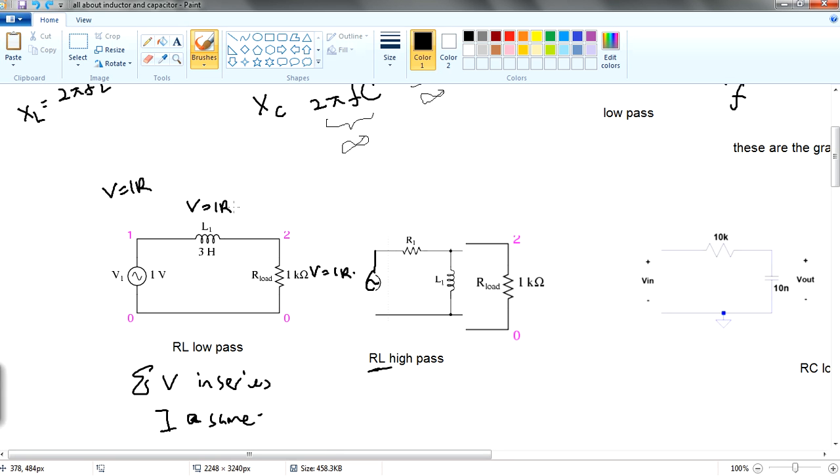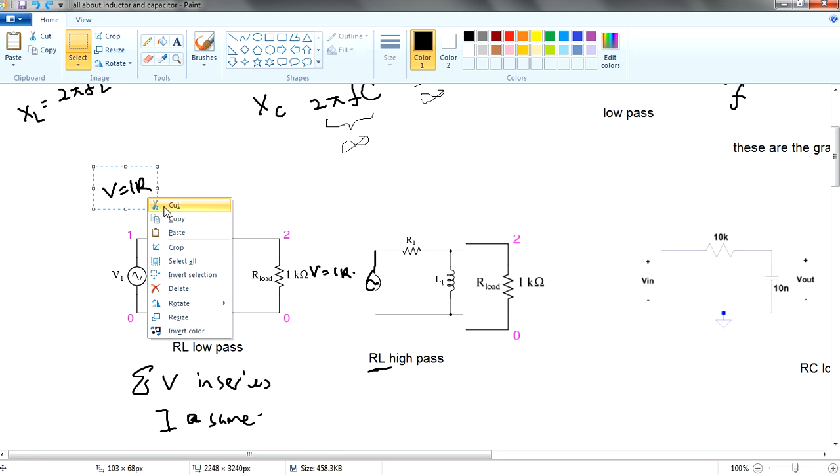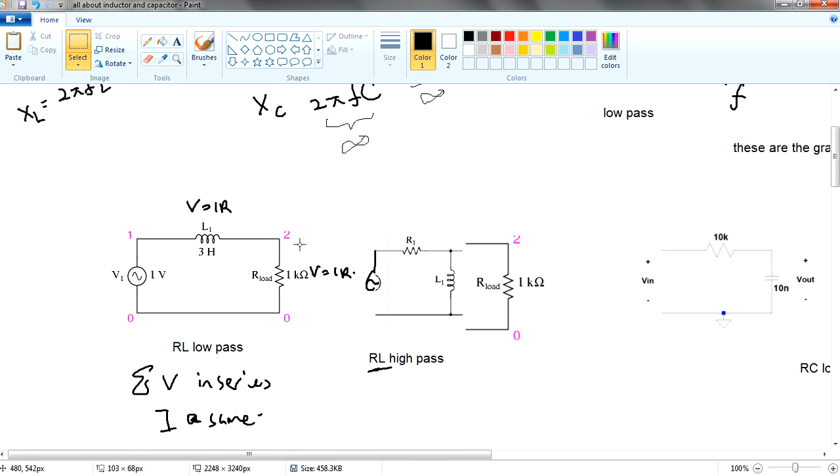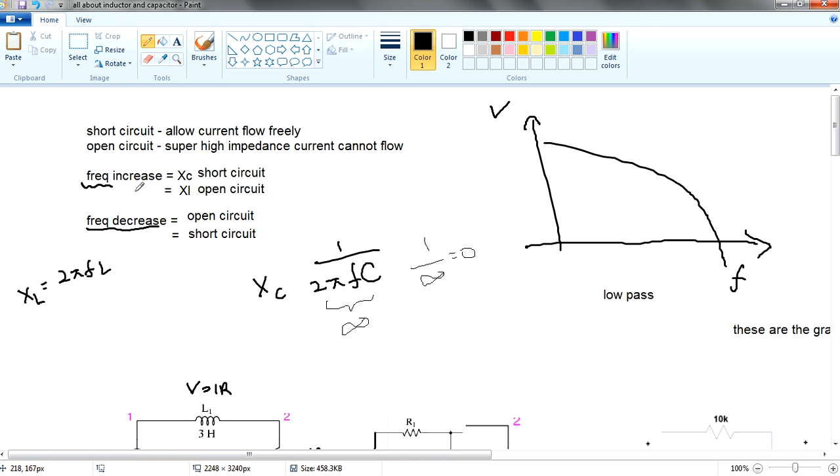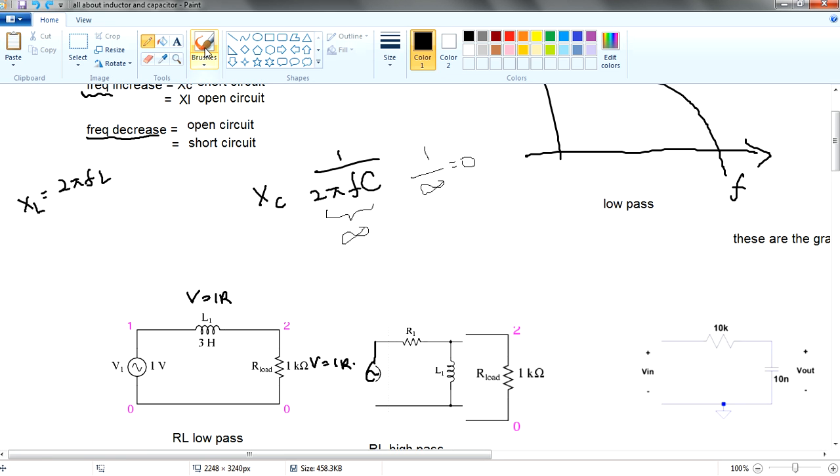So with this concept we can actually deal with how low pass and high pass work. For low pass, if your frequency is high, what will happen? Your inductor will become open circuit, meaning that there will be a lot of resistance. If you remember, XL is equal to 2 pi FL. So if frequency is very high, XL will be very high, and the impedance itself, the Z total, will be very high also.